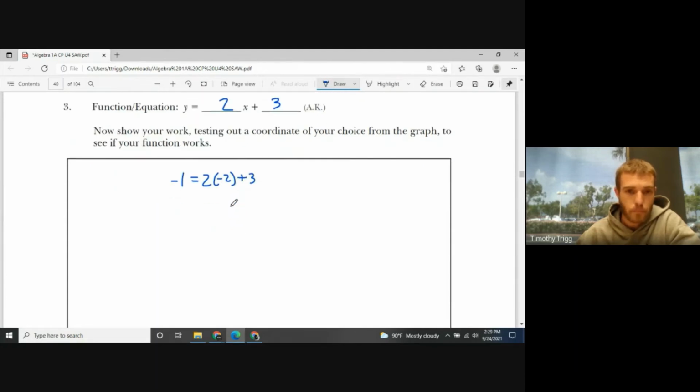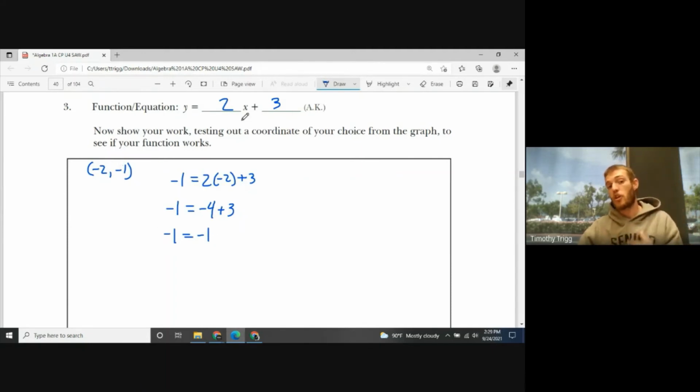Okay. So I'm using -2, -1. And so this will be -1 equals, what's 2 times -2? Well, that's -4. And it still has a plus 3, right? So that's -1 equals, and then -4 plus 3 is -1. Okay, so this is how you check your answer. As long as you use one of the coordinate points and you plug it into the equation you got, you should get a correct statement like this, something that is actually equal.